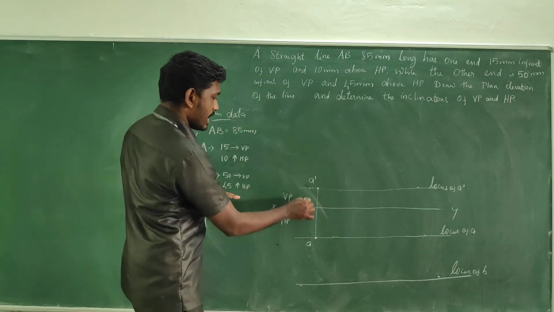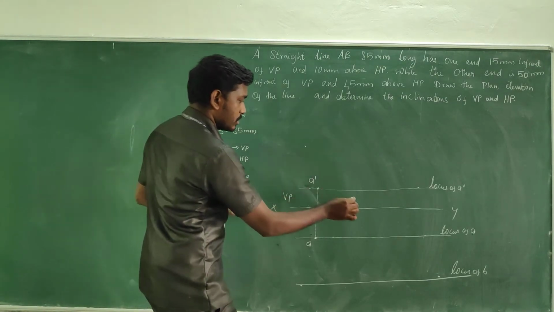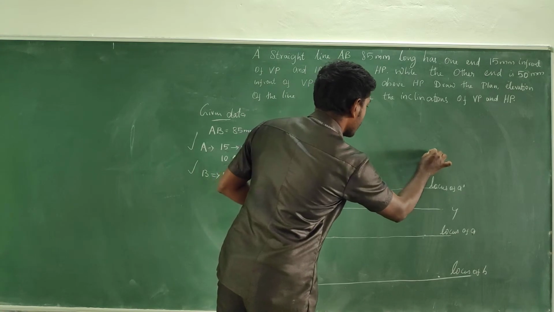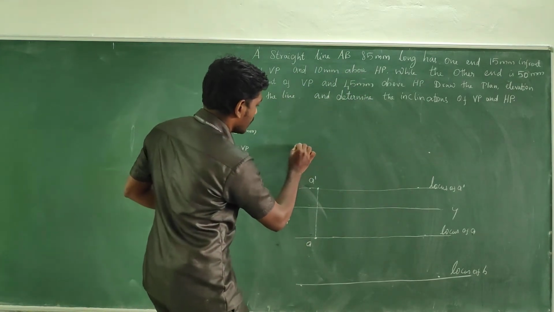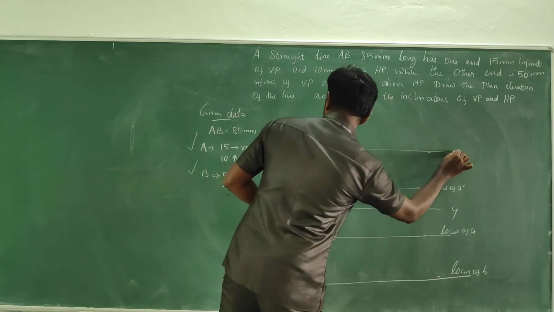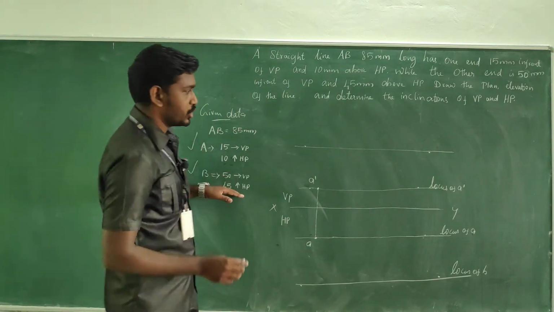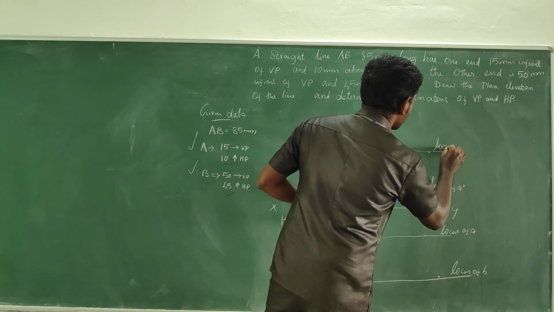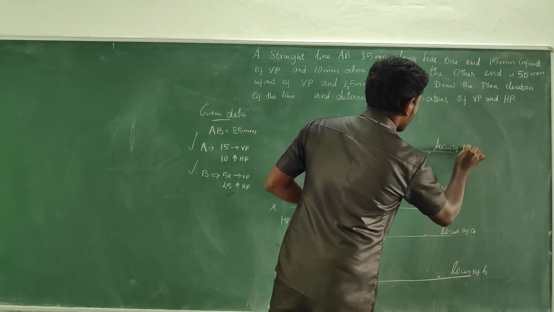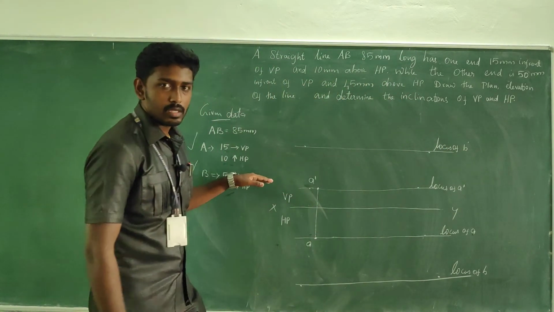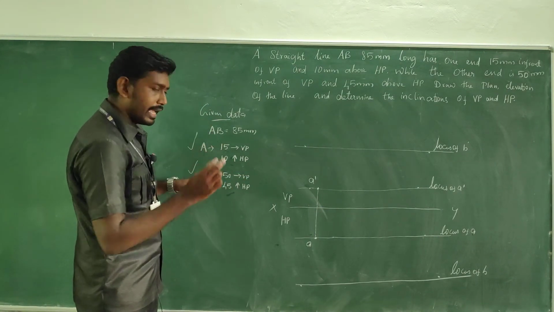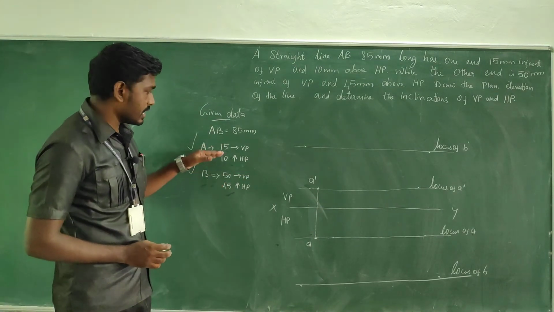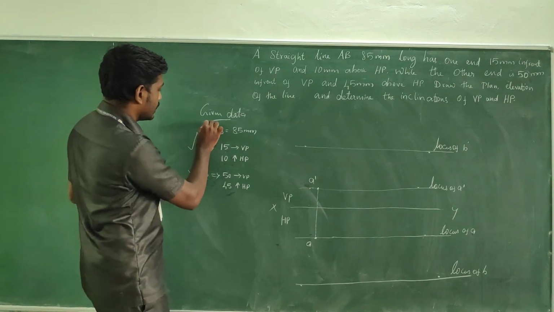And what about the next, 45 mm above HP? So measure something like this. It is going to be captured above the reference line. So measure it and draw a line 45 mm above HP. So this is our locus of B dash. What is next? We have taken the locus of A and the locus of B. What is remaining? The true length.